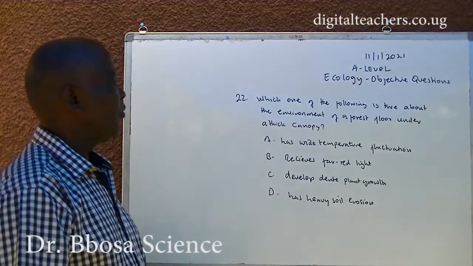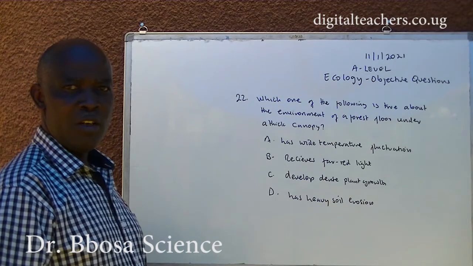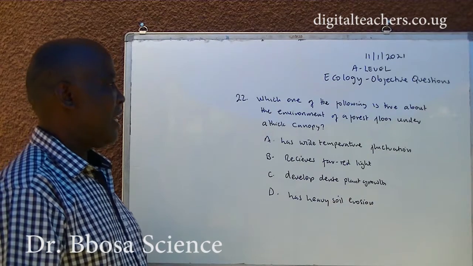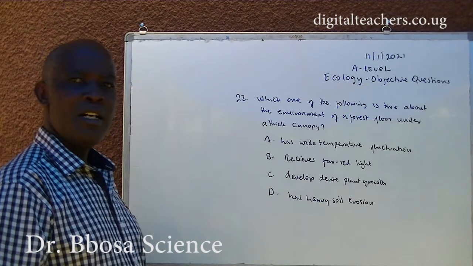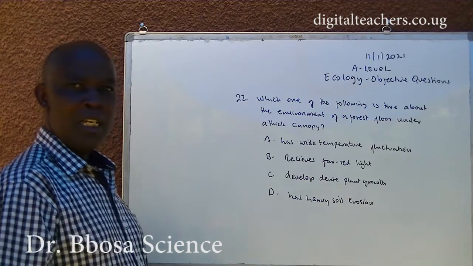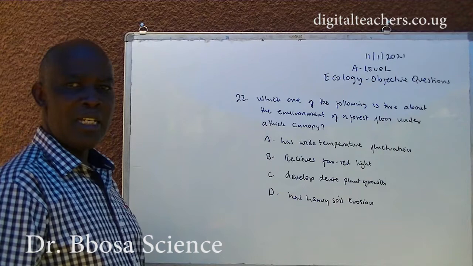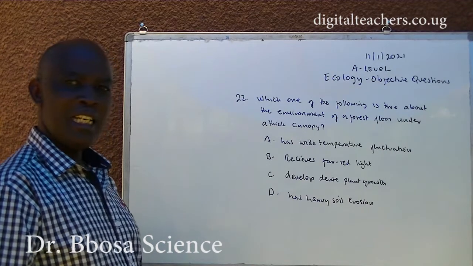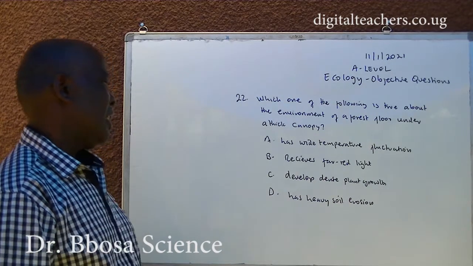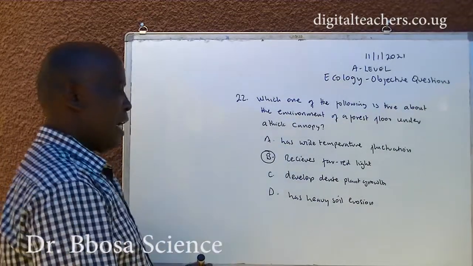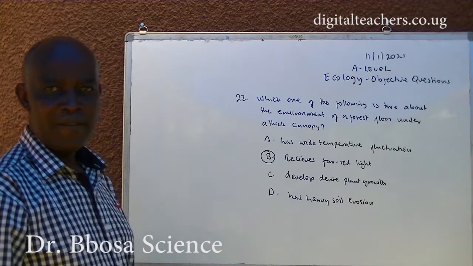Number 22. Which one of the following is true about environment of a forest floor and a thick canopy? A. has wide temperature fluctuation. B. receives far-red light. C. develops dense plant growth. D. has heavy soil erosion. You can pause and answer. The answer is B. Darkness contains more far-red light.